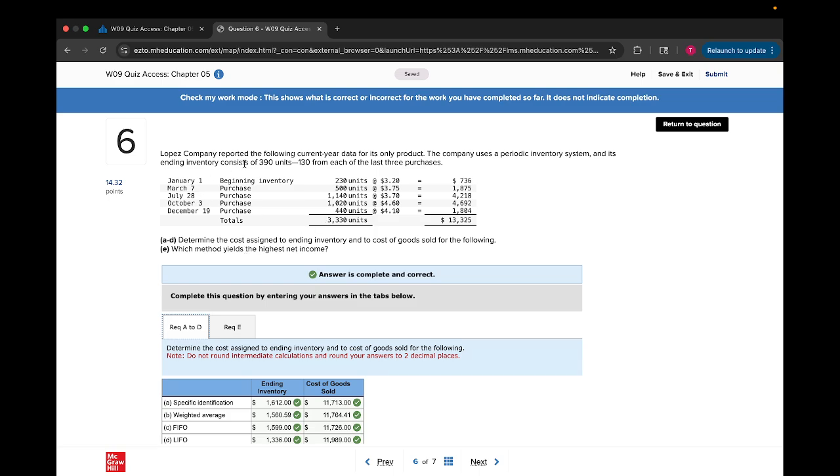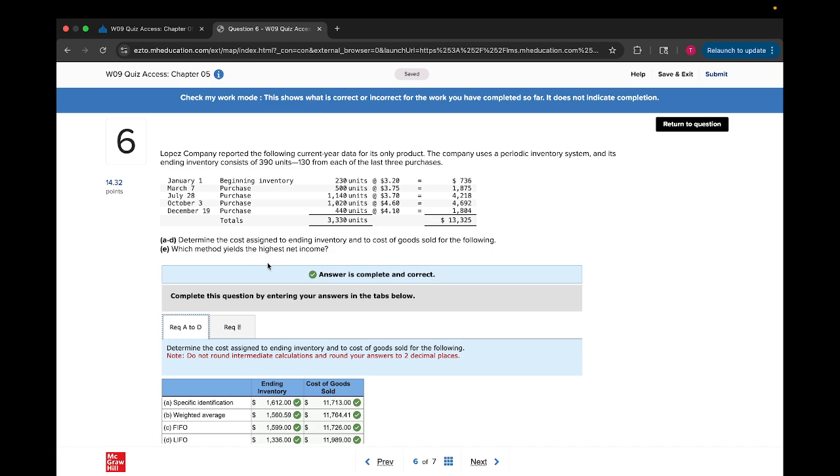Starting off, we're just going to read the problem. It gives us the information that Lopez Company reported the following current year data for its only product. The company uses a periodic inventory system, and its ending inventory consists of 390 units, 130 from each of the last 3 purchases. That ending inventory of 390 is going to be super crucial to what we're doing today, so you got to keep that noted down. The 130 from each purchase only comes into play with the specific identification.